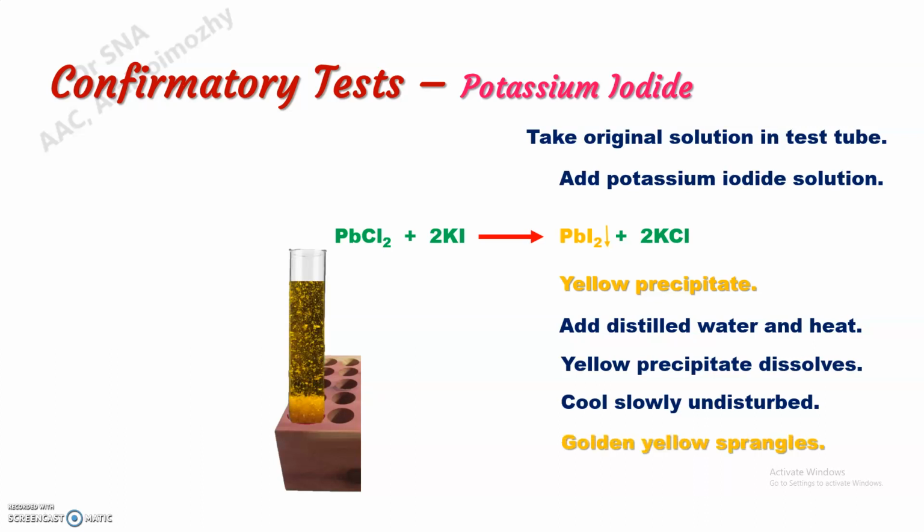Now we can see the crystals of lead iodide present as golden yellow sprinkles. So this is a very sensitive test. So that is about the test for the first group cation lead.